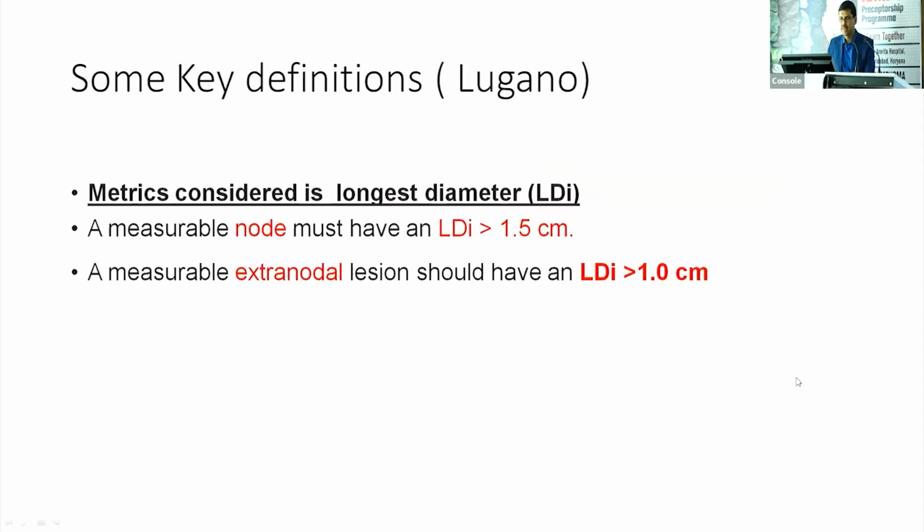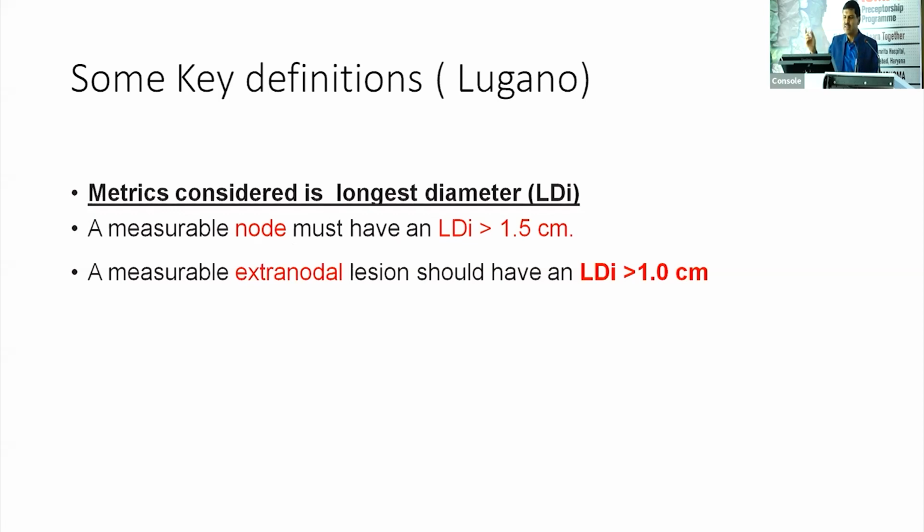Now, before I go to the extranodal discussion, let us see what Lugano has clarified. We always grapple with this issue in our OPD. They have said that the matrix to be considered for lymphoma assessment is the longest diameter of lymph node. And they say a measurable lymph node has to be more than 1.5 centimeter.